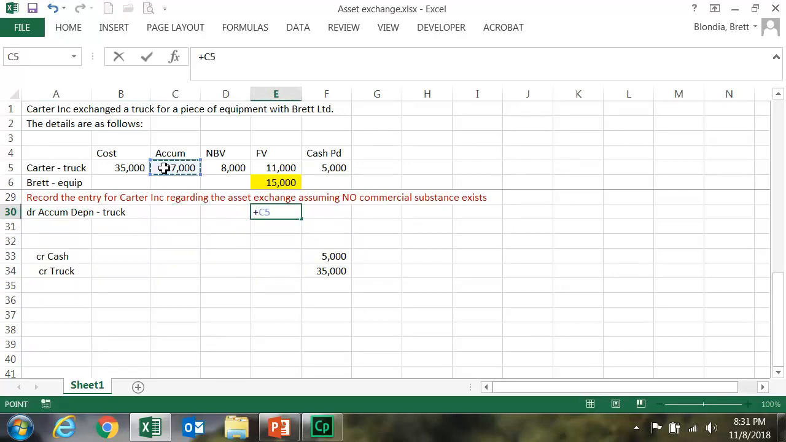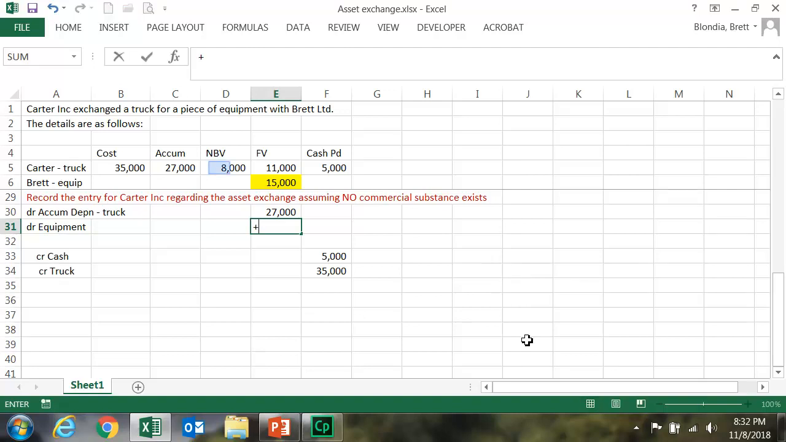So I've recorded my cash. I've gotten rid of all traces of the asset, meaning gotten rid of the cost and gotten rid of the accum. Okay. Now I'm at the point where I want to debit the new asset, which is the equipment. Now, if you remember, when no commercial substance exists, they said set up the new asset at the net book value of what you gave up. So when I'm trying to debit the new asset, I want to set it up at the net book value of what I gave up.